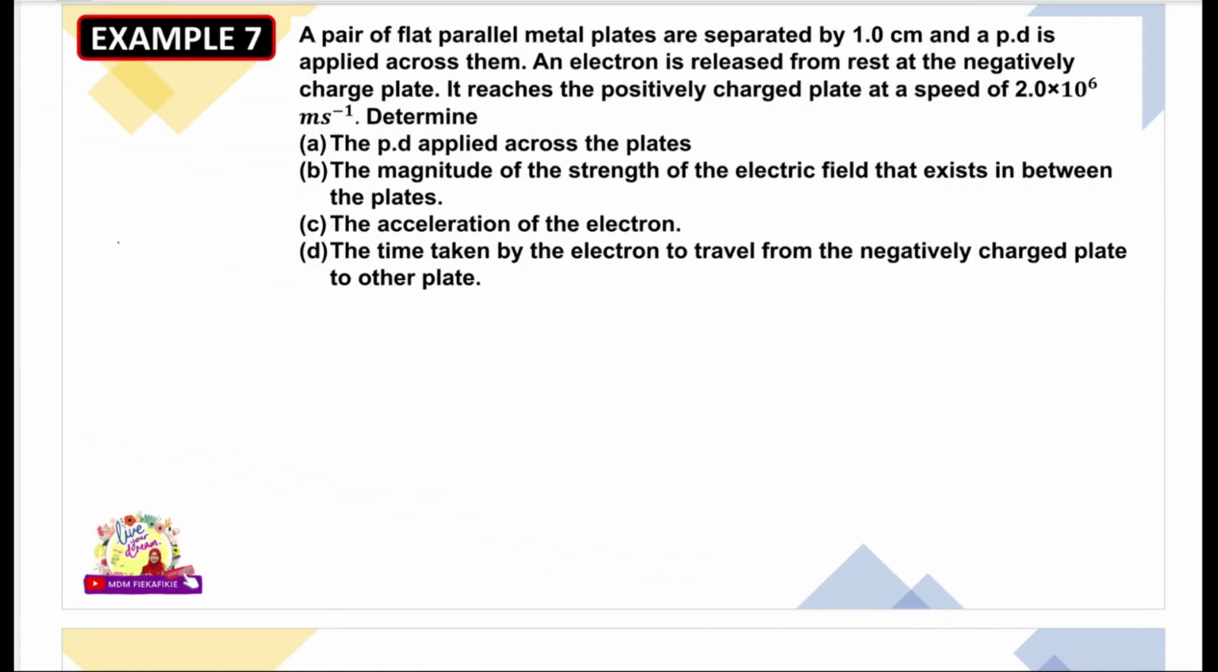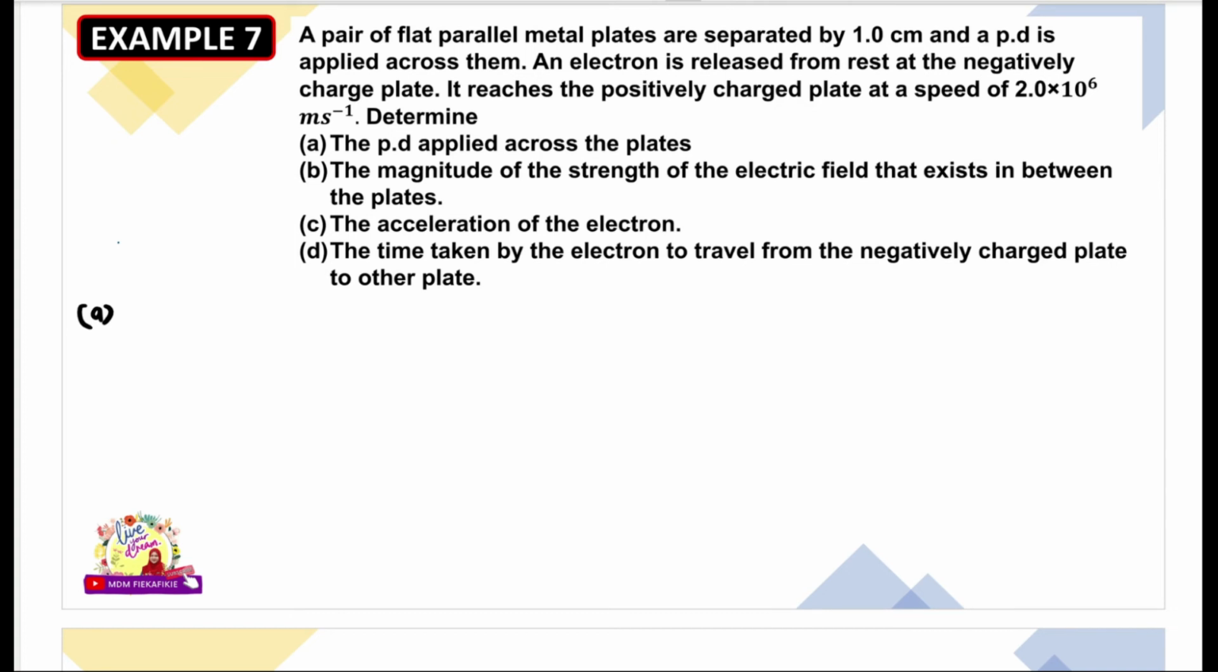Alright, now example number 7. So, sama je macam tadi lah kan. Kita ada parallel plates. Okay, separated by 1 cm and potential difference is applied across them and it reaches the positively charged plate at a speed of 2 times 10 power of 6 meter per second. Okay, so now we want to determine the potential difference applied across the plate. Okay, so question A, kita nak cari V.